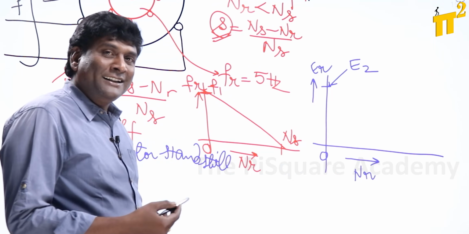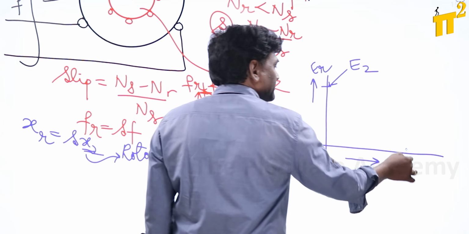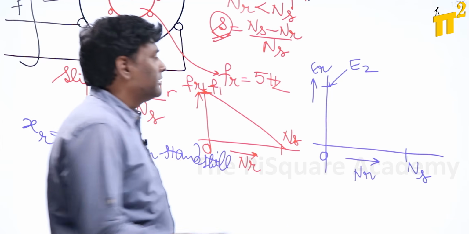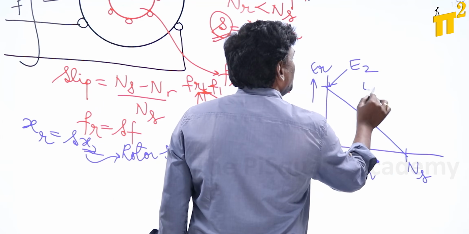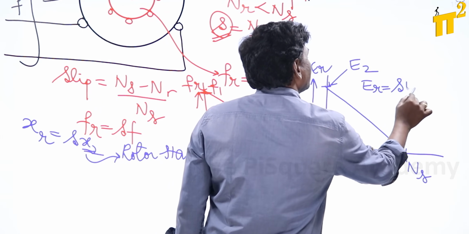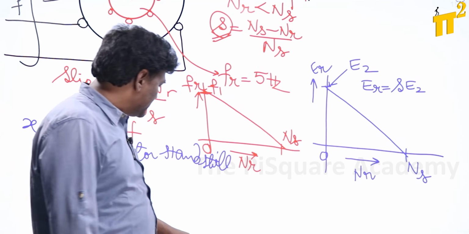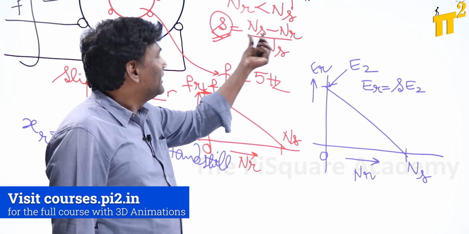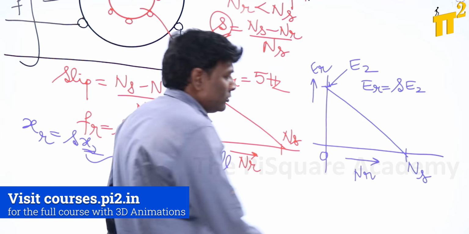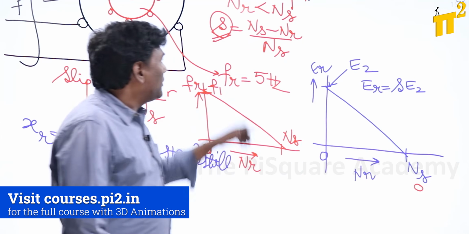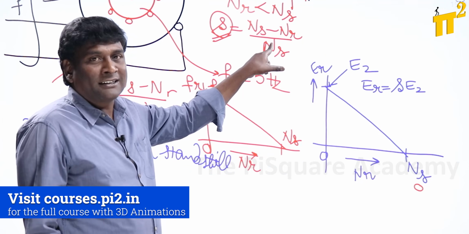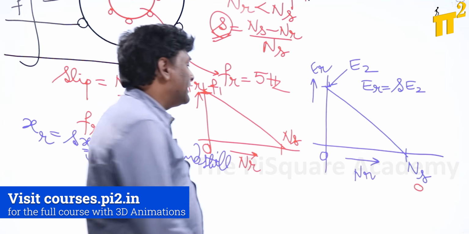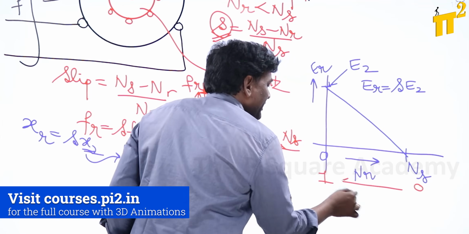If the rotor is rotating at synchronous speed, then the rotor induced voltage is going to be reduced. So the rotor induced voltage is going to be s times E2, because if the rotor is rotating at ns, then ns minus ns gives slip equal to 0. When the rotor is not at all rotating, under standstill conditions, my nr is 0, so ns by ns is 1. So slip will vary from 0 to 1.